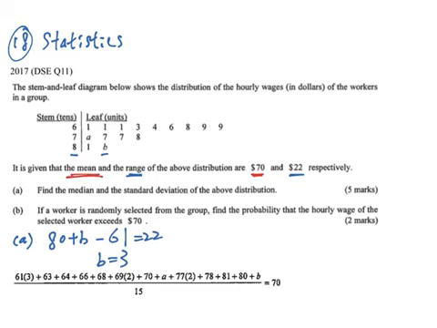Next, we'll use the mean is 70 to find A. So we add all the numbers, including 3, and divide by 15 because there are 15 data. It is equal to the mean 70. After that, we can calculate A. After simplification, we get A equal to 2.